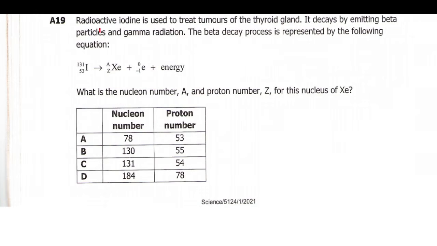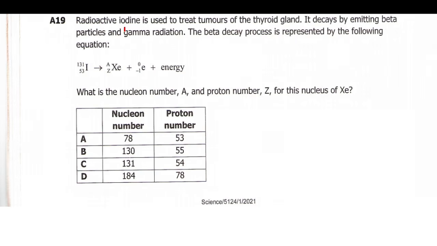Question 19 reads: radioactive iodine is used to treat tumors of the thyroid gland. It decays by emitting beta particles and gamma radiation. The beta decay process is represented by the following equation.